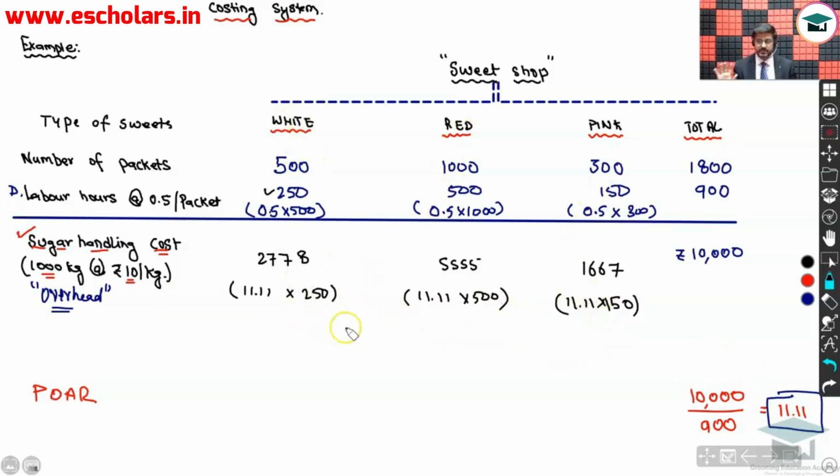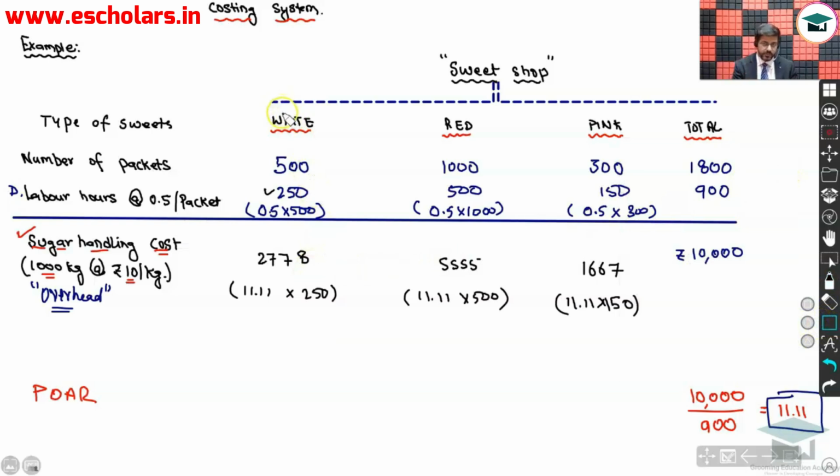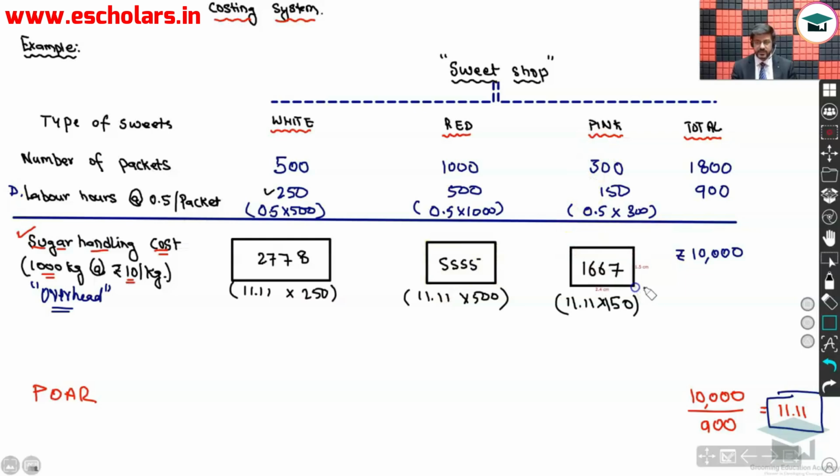Yes sir, that's done. Simple. So now it's clear to us, listen very carefully, that on product white we are absorbing 2778. How much on product red? 4 times 5, 5,555 rupees. And how much on product pink? On product pink, 1667. Now pay attention, listen very, very carefully.